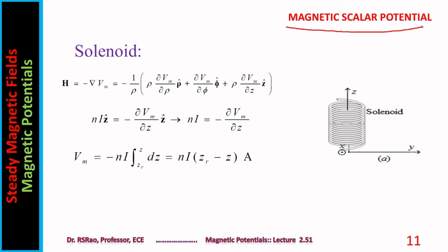Magnetic scalar potential we consider for the case of another source distribution, the solenoid. Again we consider the defining relation H equals minus grad Vm. Grad Vm can be expanded in the cylindrical system, rho component, phi component, Z component, but H exists only inside the solenoid, outside it is 0. So inside it is in the Z direction, Ni Z cap. This is the Z part. So equating these two results in Ni equals minus dou Vm by dou Z. So ultimately Vm comes out as Ni (Zr minus Z) amperes inside.